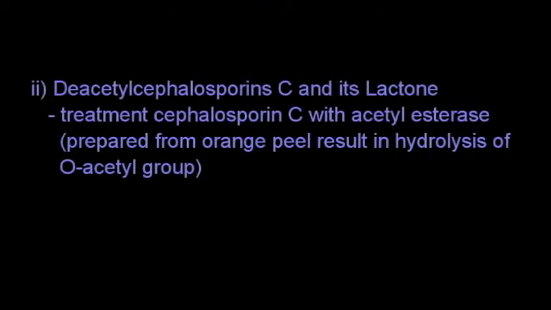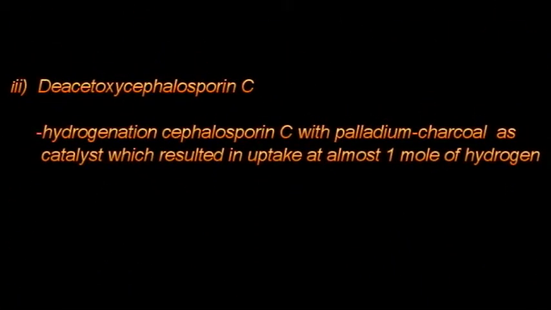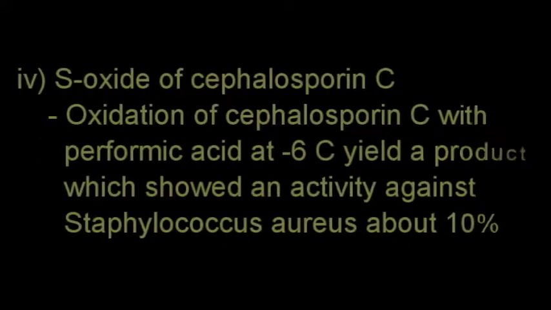For deacetyl cephalosporin C and its lactone, the compound is treated with acetylesterase, which results in hydrolysis of the O-acetyl group. For deacetoxy cephalosporin C, hydrogenation takes place with palladium charcoal, which results in uptake of almost 1 mole of hydrogen. For S-oxidation of cephalosporin C with performic acid, it will yield a product that is active against Staphylococcus aureus.